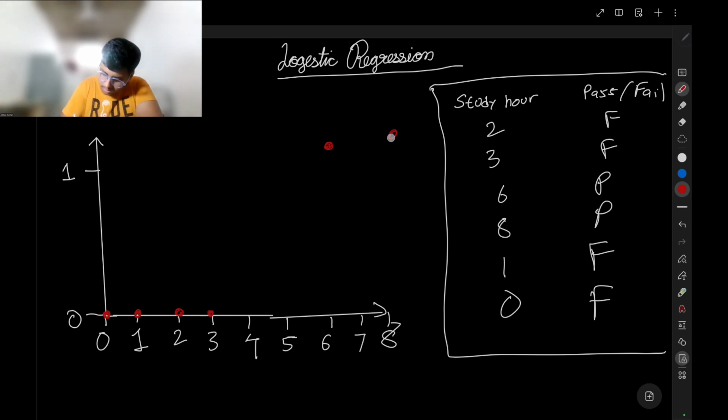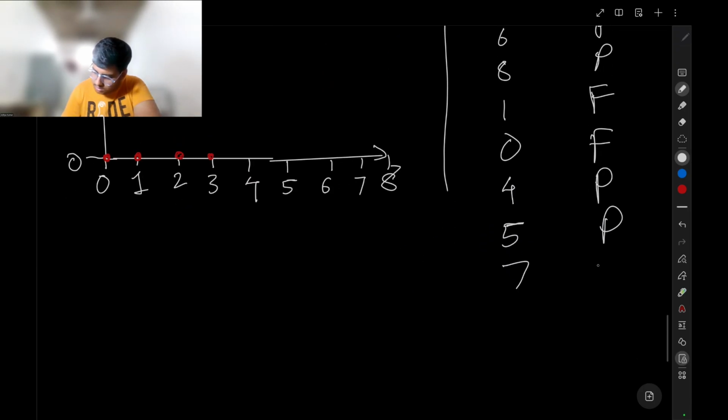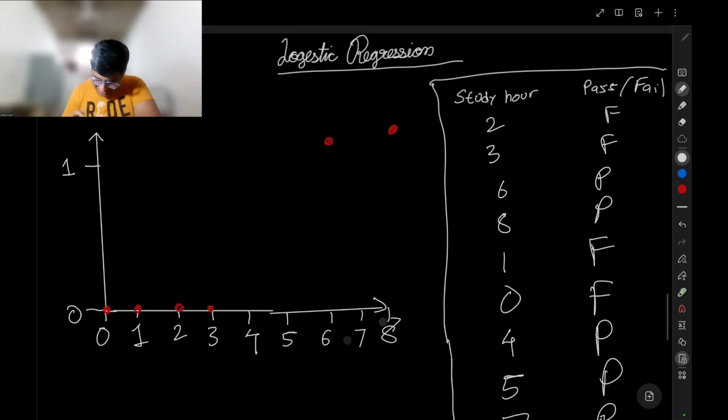8. Let's add some more data points in this data set. So 4, let's denote it pass. 5 pass. 6 we have done already. 7 pass. Pretty clean data set. So 4 is our pass, 5 is our pass, 7 is our pass. Here, as you can see, we have drawn our data set.